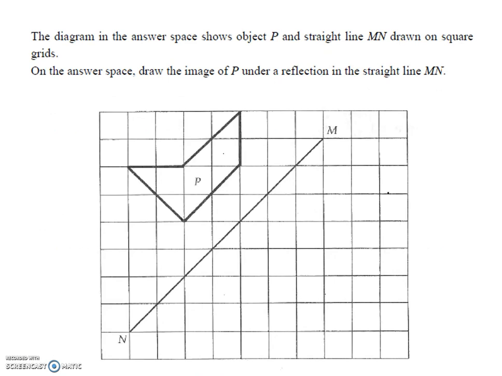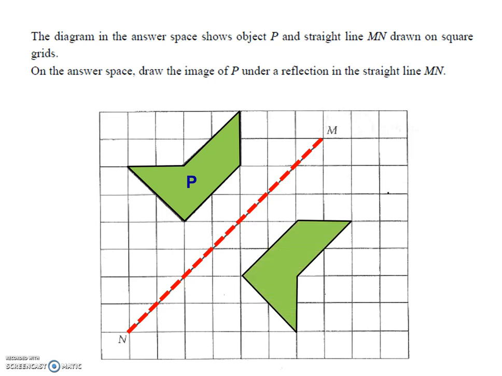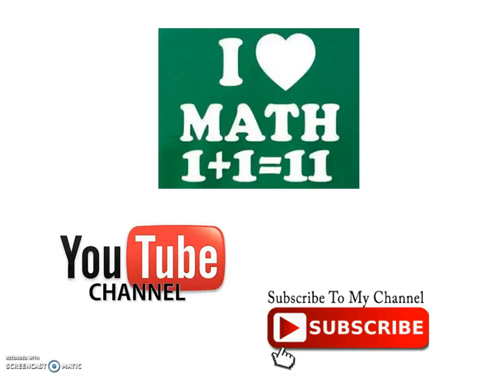Now the diagram shows an object and also a mirror line given to you. Now basically you are supposed to draw the image under the given mirror line. Now if it is actually written on a piece of paper, it is very easy for you to use tracing paper. However, your answer should look like this. Object and image. Now I just love maths.